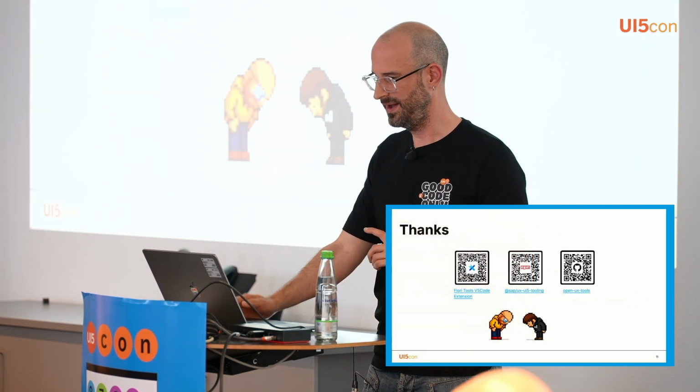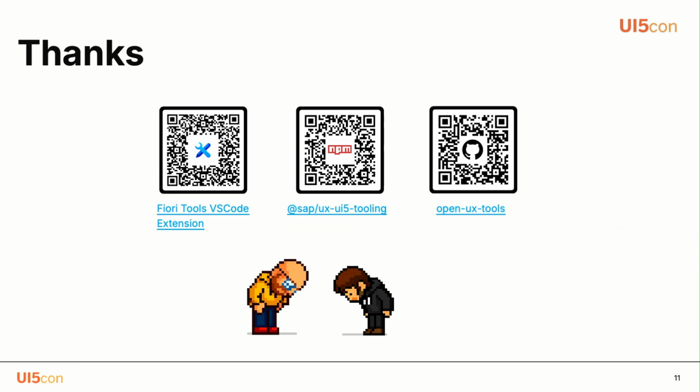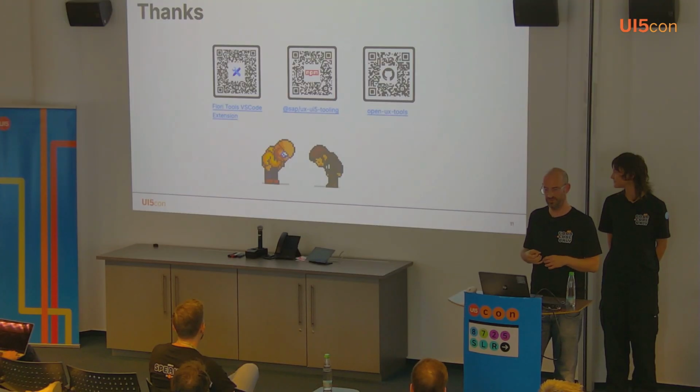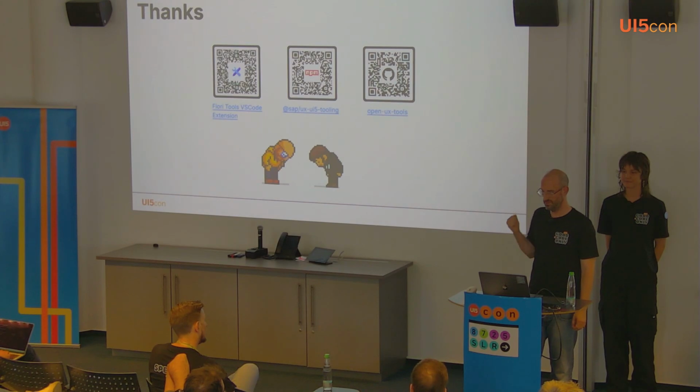But before that, I have 3 QR codes for you. The first one is the Fiori Tools VSCode extension. So if you haven't tested it yet, please try it out. The second one is the SAP UX UI5 tooling, which is basically a bundle of all of our open source middlewares. So we ensure that the versions of all these packages are compatible, and you just have one version in your package.json that you need to update. That's quite handy. But of course, you can also use all the single parts that are contained in that package directly in our OpenUX Tools repo.